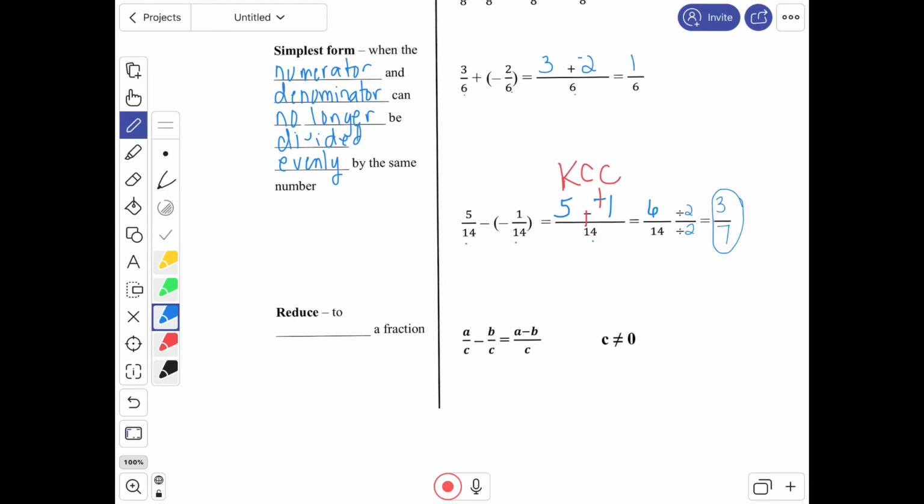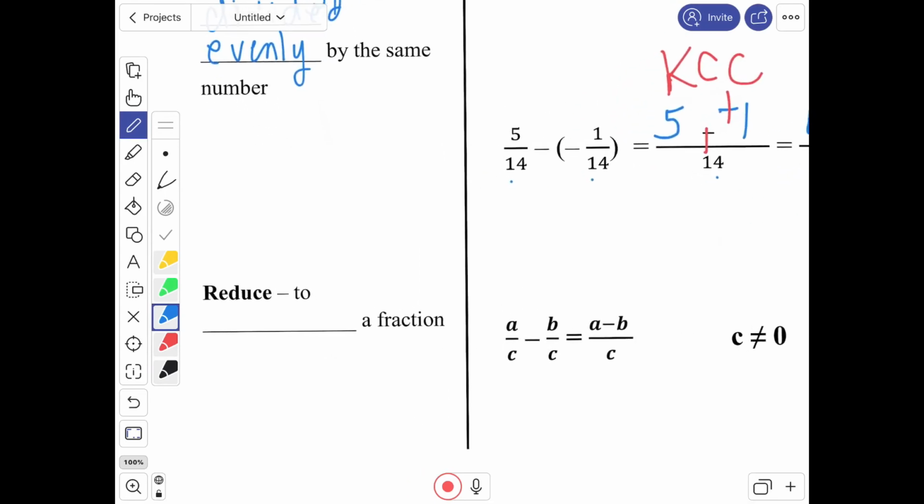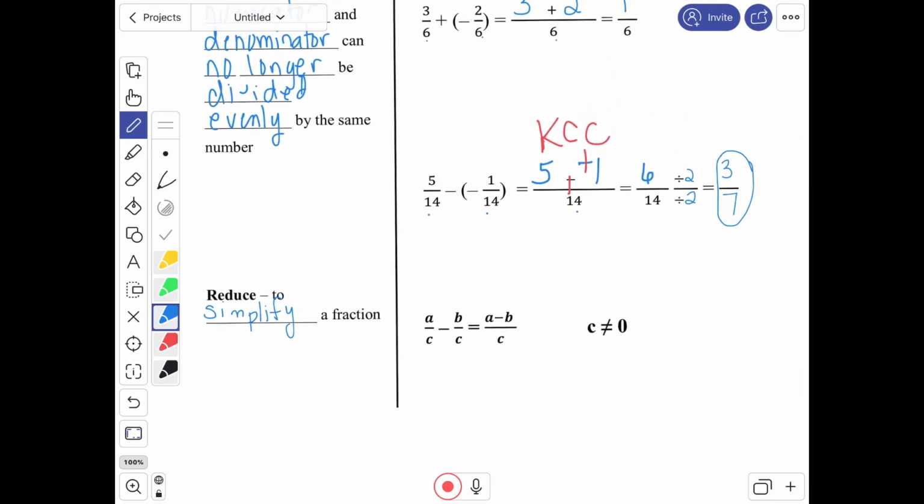And sometimes they say reduce, and math teachers really don't like to use that word. Reduce means to simplify. We're not reducing the fraction. 3/7 is still equal to 6/14. We just made the number smaller, but it is the same fraction.